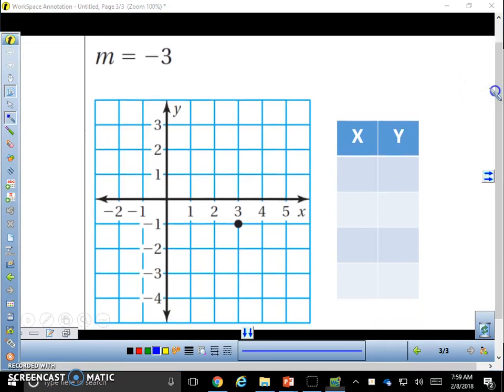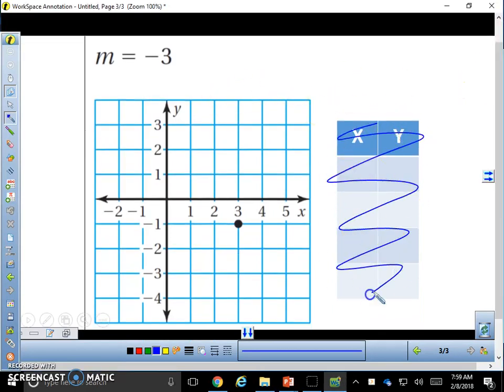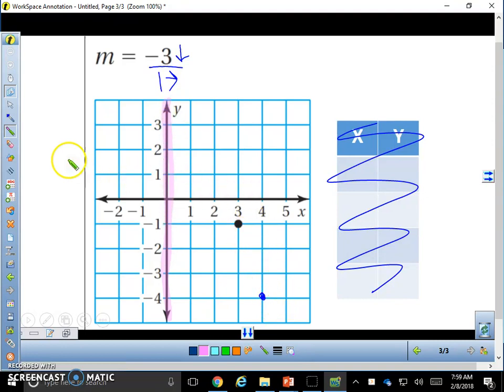Step 1, plot the point. Done. Step 2, use the slope. The slope is fall 3, run 1. Fall 3, 1, 2, 3, run 1. I go off the graph, and I'm not getting anywhere closer to the y-axis, so I'm going to do everything backwards. I still want to be making a line, so my points still need to follow this line right here that I've already started to make.